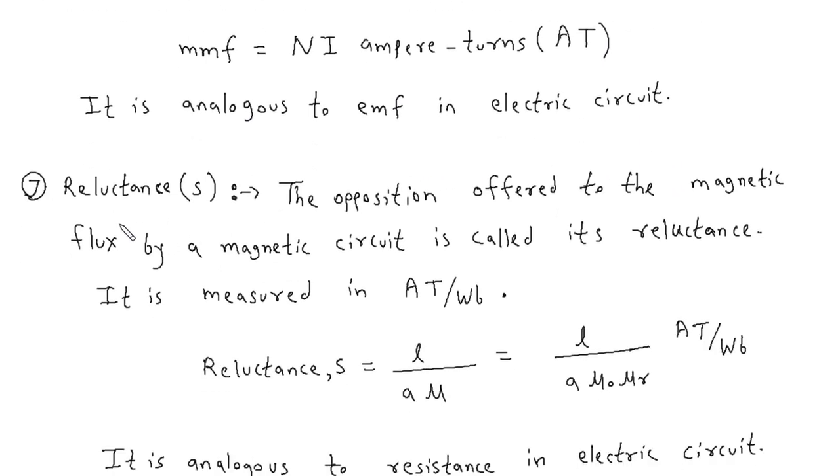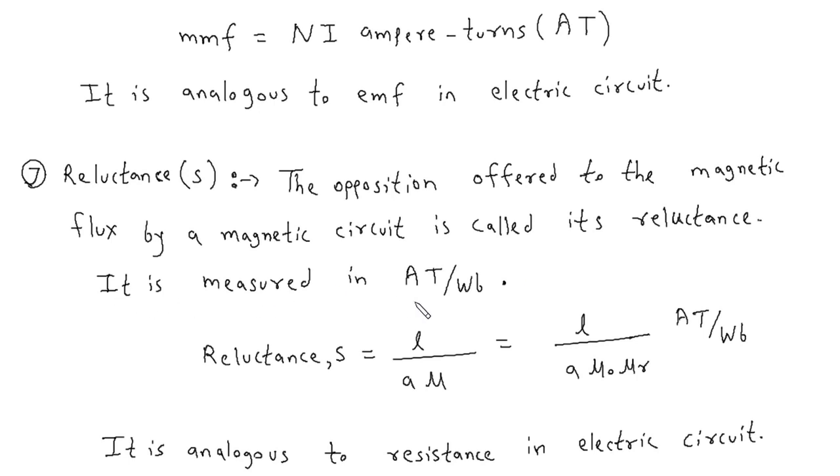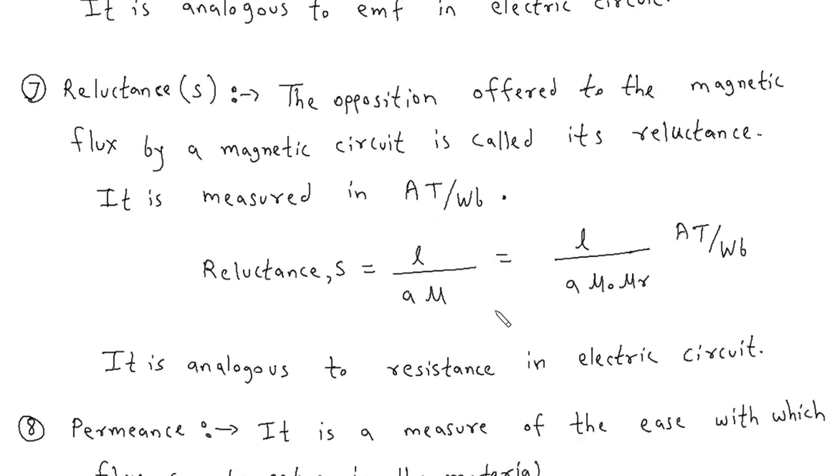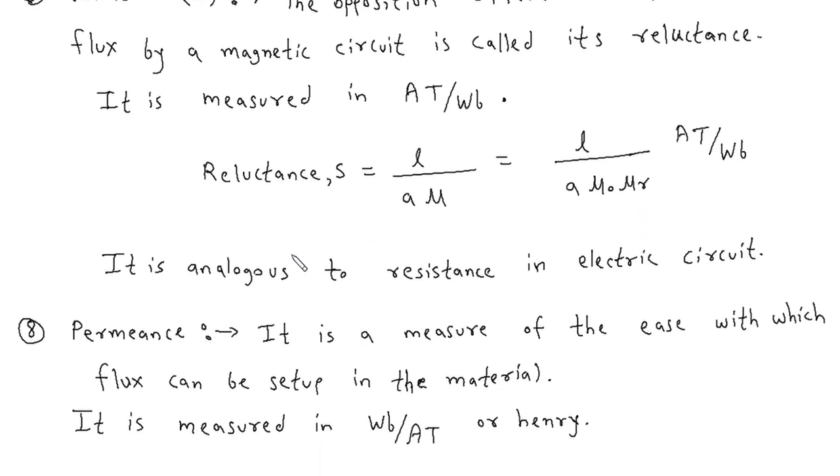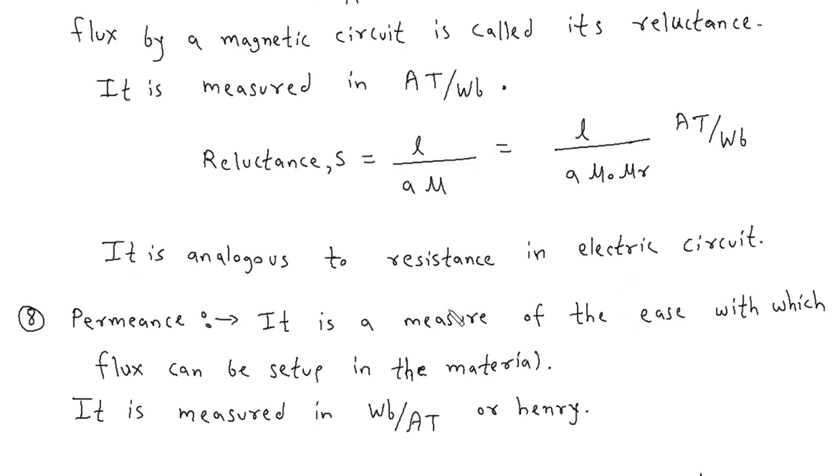Next is reluctance. Reluctance is represented by capital S. The opposition offered to the magnetic flux by a magnetic circuit is called its reluctance. It is measured in ampere turn per Weber. Reluctance S is equal to length upon area into permeability. And we know this permeability is equal to mu 0 into mu r. It is analogous to resistance in electric circuit.